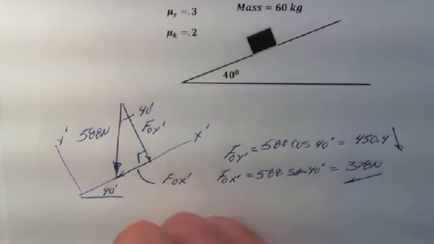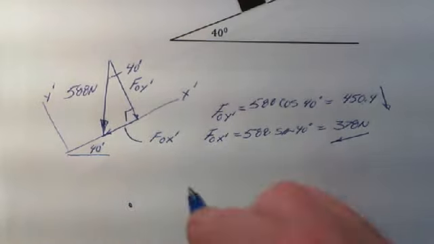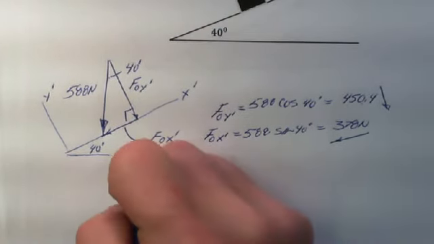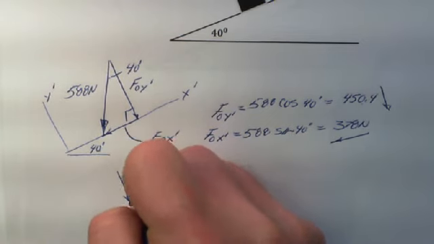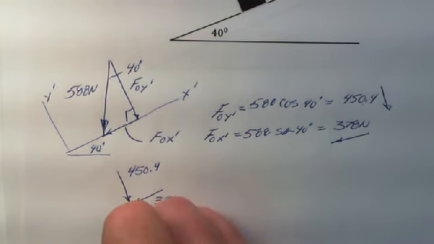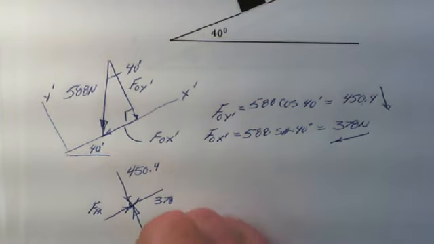So let's pick a point here, and what's going to happen is we're going to have 450.4 going this direction. We're going to have 378 going this direction. We're going to have friction that's going to try to resist that motion, going back this way. We'll call that our force of friction. And then we're going to have a normal force called Fn.